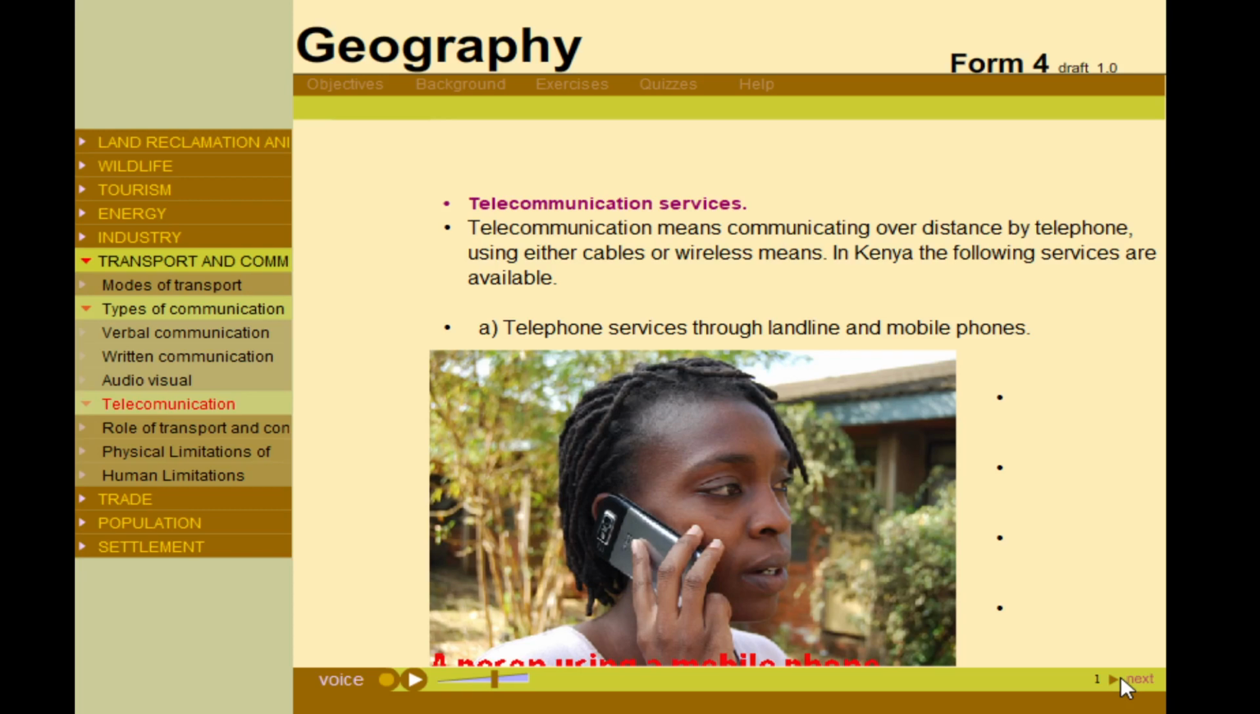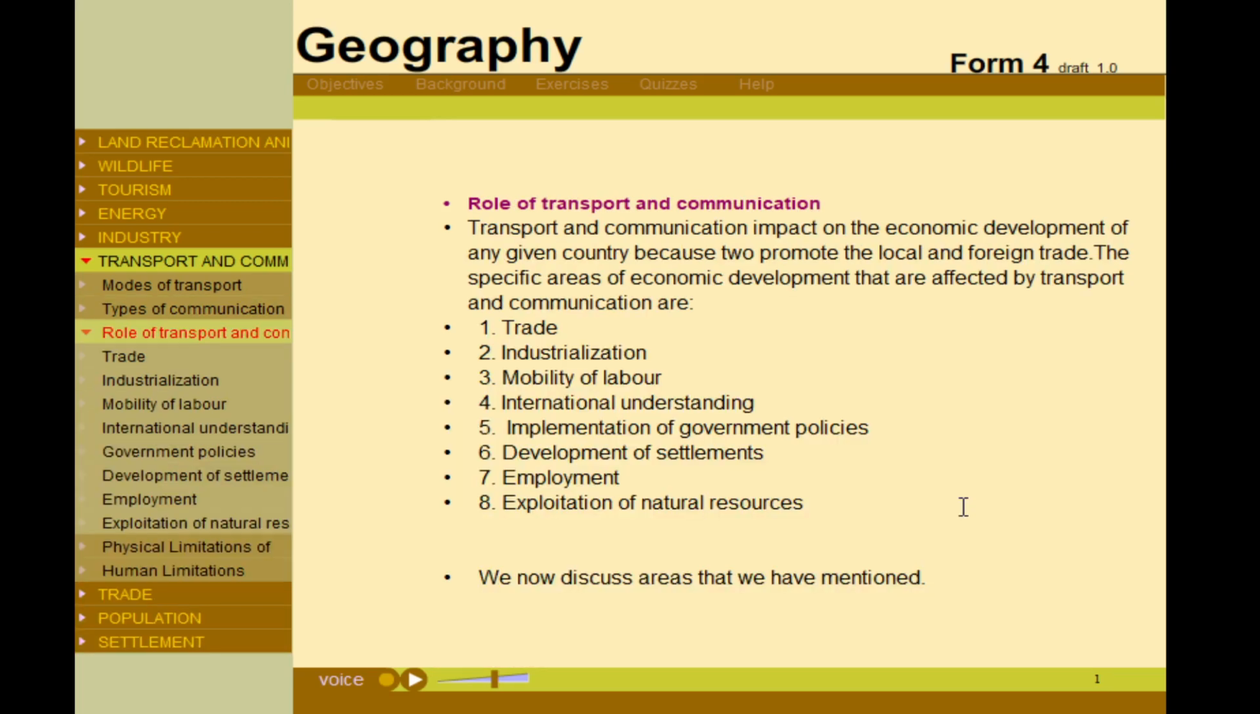Transport and communication impact on the economic development of any given country because they promote local and foreign trade. The specific areas of economic development that are affected by transport and communication are trade, industrialization, mobility of labor, international understanding, implementation of government policies, development of settlements, employment, and exploitation of natural resources. We now discuss areas that we have mentioned.